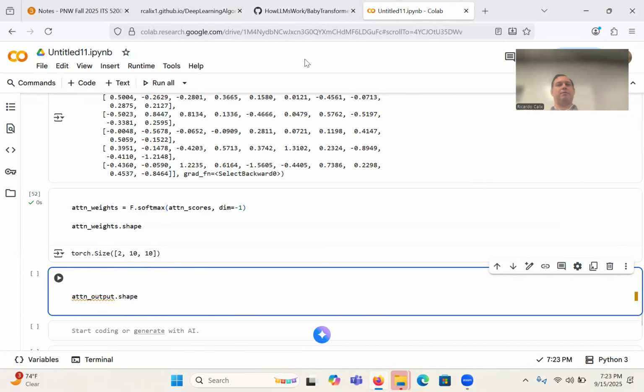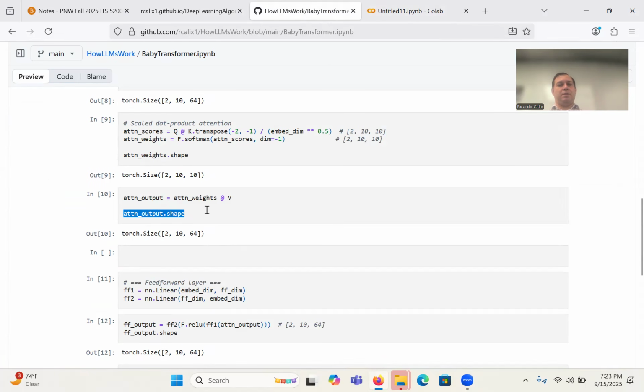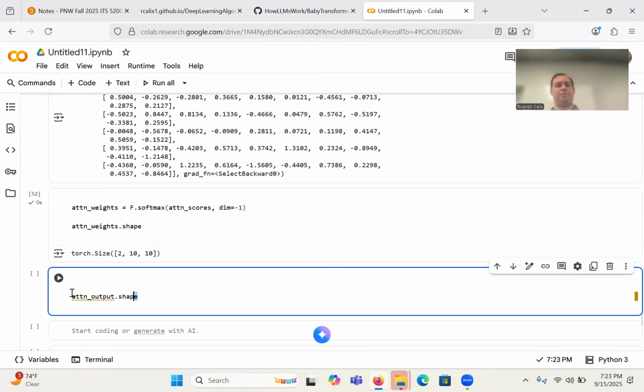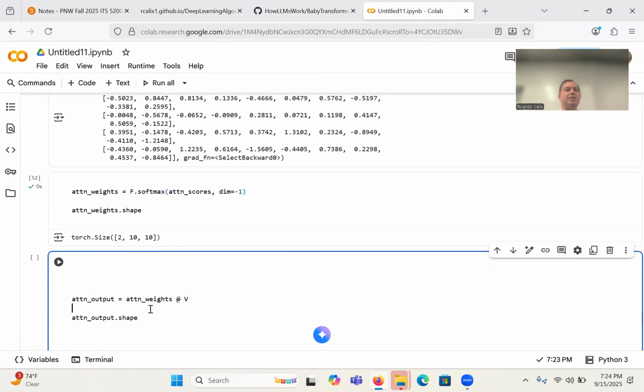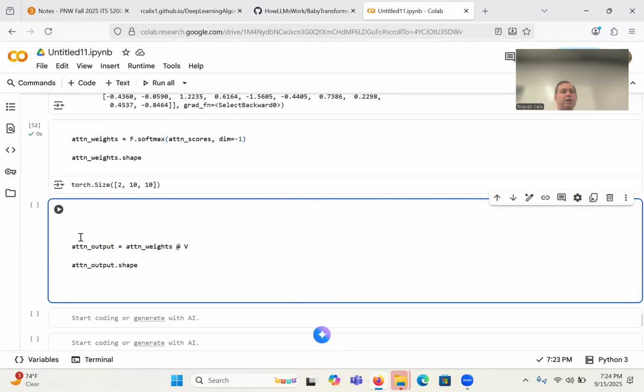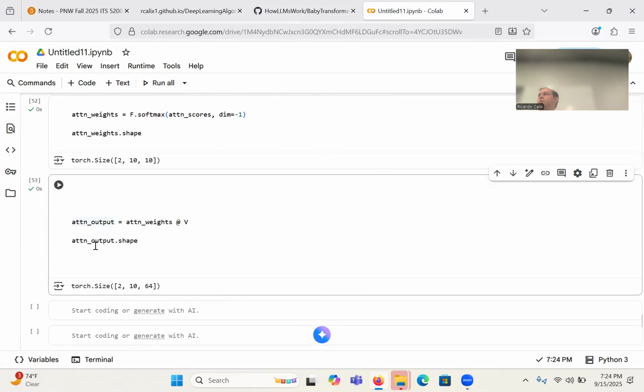So I'm going to take the attention weights, this one after the softmax and the masking. What is the @ sign again? Matrix multiplication. Matrix multiply it with V to produce the attention output. And then when I run it, 2 by 10 by 64. So it went from 2 by 10 by 10 to 2 by 10 by 64. And there you are. That's essentially the most simplified version of the attention mechanism.